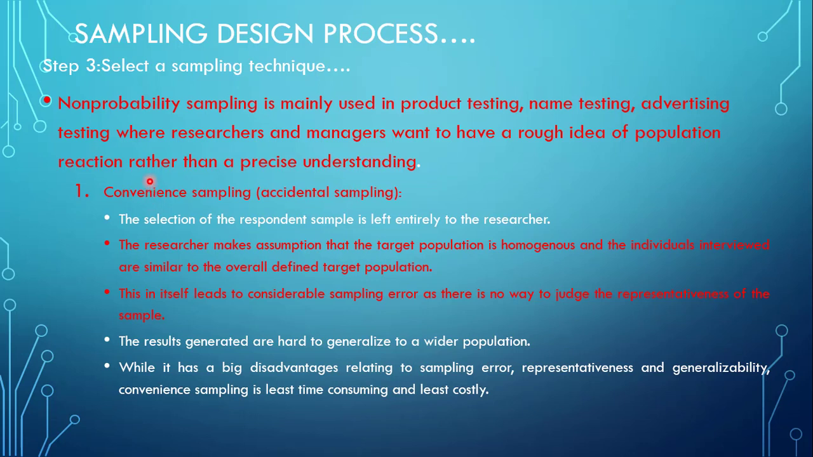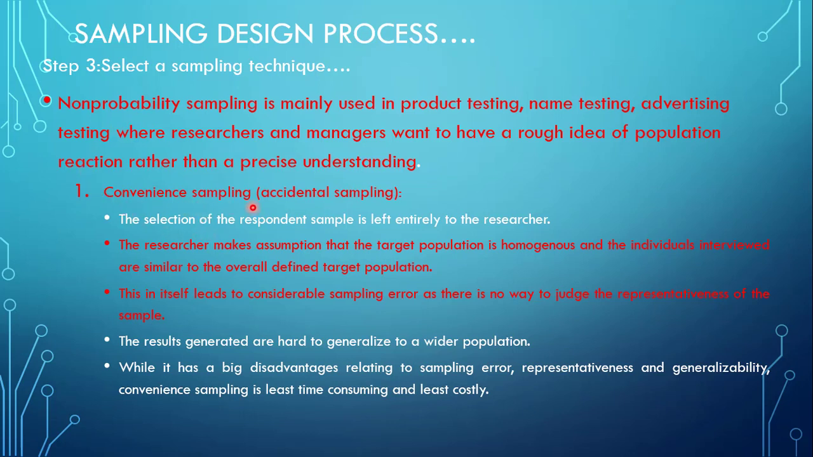We have said that in non-probability sampling, the selection is dependent on the researcher's judgment. But when we say probability sampling, it is based on chance. You are not going to interfere. As a researcher, you are not going to involve your judgment if you are using probability sampling. But if you are using non-probability sampling, then it is dependent on the judgment of the researcher.